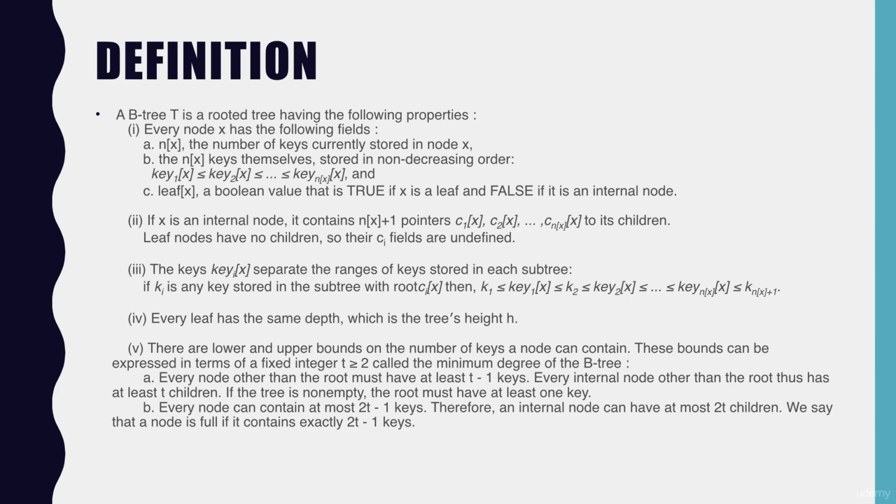Every node other than the root must have at least t minus 1 keys. Every internal node other than the root thus has at least t children. If the tree is non-empty, the root must have at least one key. Every node can contain at most 2t minus 1 keys. Therefore, an internal node can have at most 2t children. We say that a node is full if it contains exactly 2t minus 1 keys.